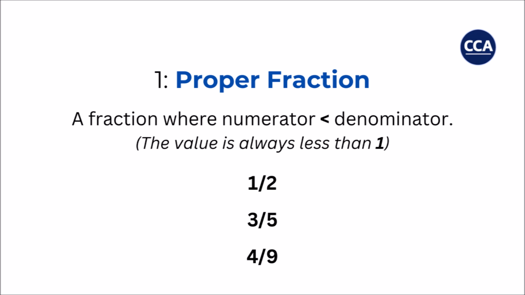A proper fraction has a smaller numerator than denominator. This means the value is always less than 1. Examples include 1 over 2, 3 over 5, 4 over 9.